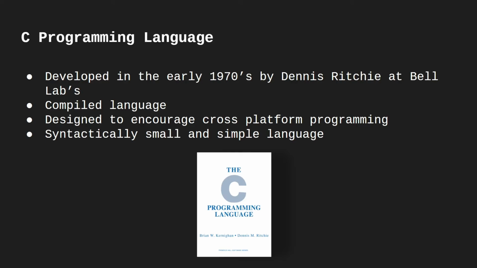So C is a syntactically small and simple language. There's not very many things that the language provides to you. You have very basic constructs. It's super lightweight. Now, it's a very powerful language too, because you can do some pretty low-level operations on there.